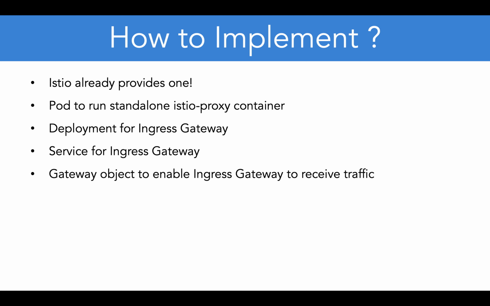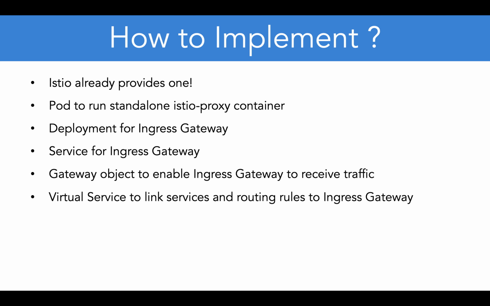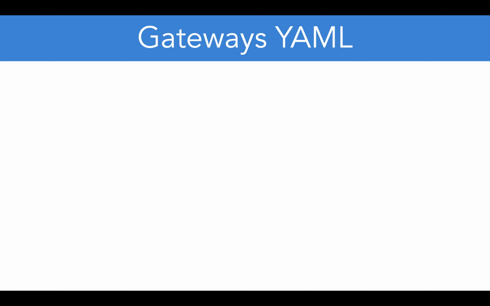So once we create the gateway object, then only the ingress gateway will be able to receive traffic from the external world. And after that, we'll create a virtual service to link the backend services and routing rules to the ingress gateway. Now we can do this because we have an envoy proxy running as Istio proxy in the deployment. Using virtual service, we apply these routing rules to the ingress gateway also. So how does the YAML look like?